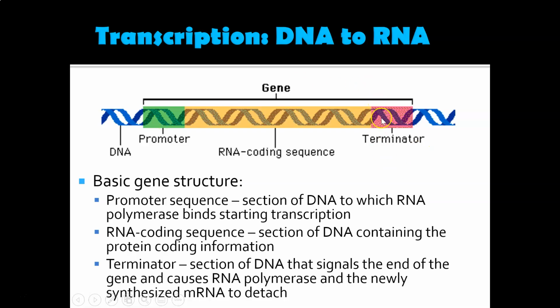On the reverse end, when we look at the end of a sentence, you have some sort of punctuation mark, a period, an exclamation point, a question mark. Your terminator region down at this end of the gene is like that punctuation. How do you know when the sentence ends? Because we use one of those punctuation marks.